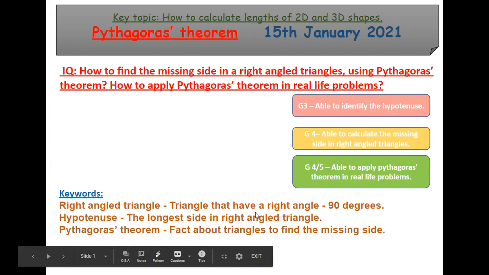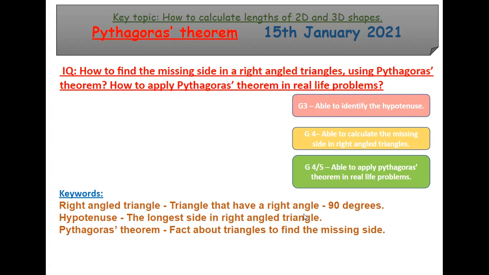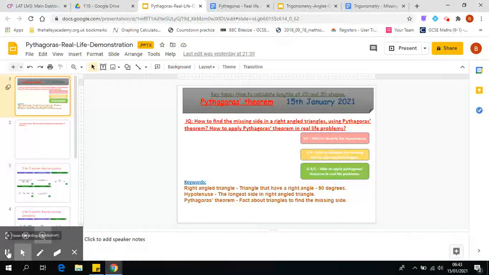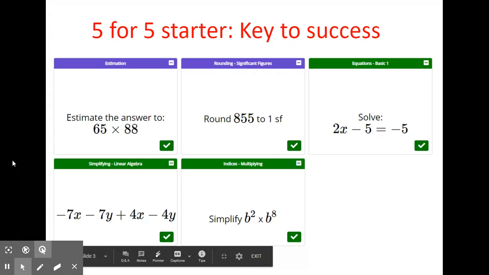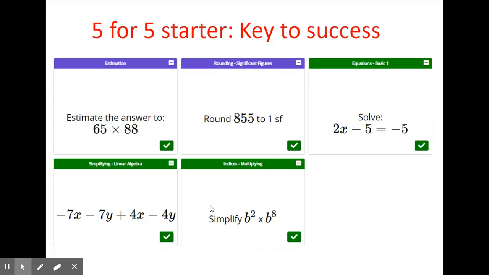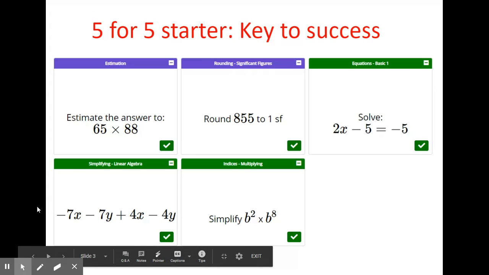The hypotenuse is the longest side in the right angle triangle and it's opposite to 90 degrees. Let's begin the lesson with the 5 for 5 starter. Here you have 5 questions. Please attempt the questions on a piece of paper or an exercise book. Once attempted, you can check the answers. Now press pause and attempt the questions.